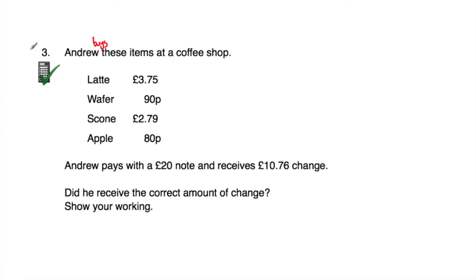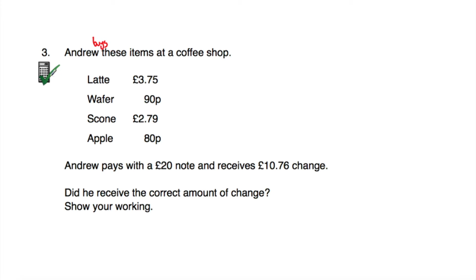Okay, let's have a look at our next question, question number 3. It says Andrew buys these items at a coffee shop. He buys a latte, which costs £3.75, a wafer, which costs 90p, a scone that costs £2.79, and an apple that costs 80p. Andrew pays with a £20 note and receives £10.76 change. The question says, did he receive the correct amount of change? And we've been asked to show our working.